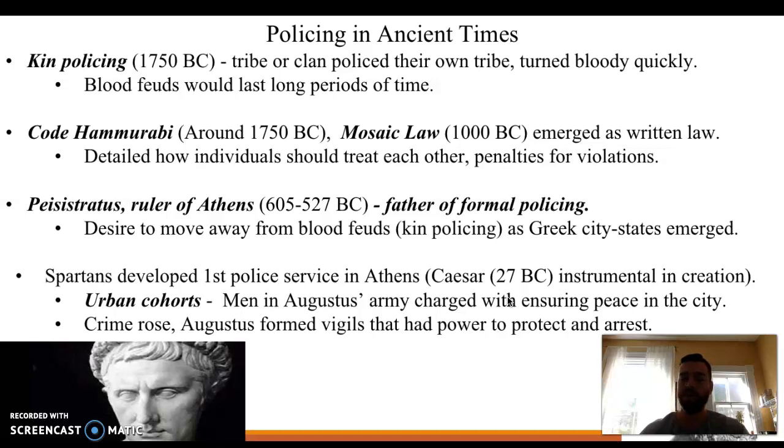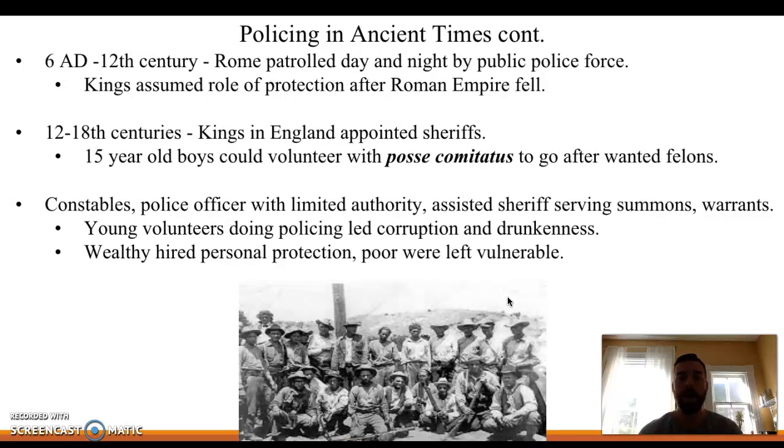However, when crime began to rise, Augustus actually formed these specific vigils that gave individuals the ability to arrest for the protection. Now, that's a big deal because now you're giving somebody the power of the government to take the freedom away of others, and this is the first time we really see that take form.